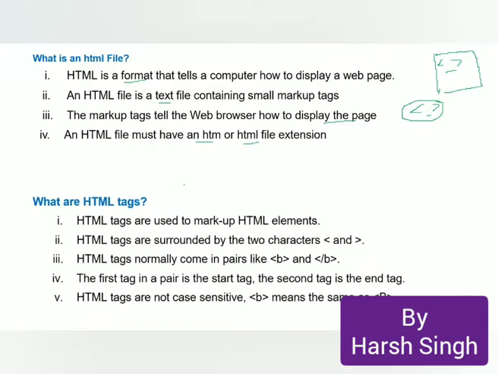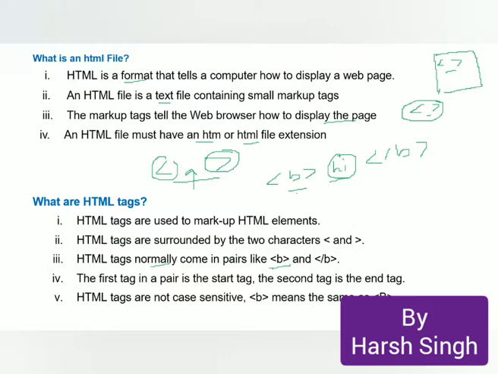So what exactly are these tags? These HTML tags are used to mark up HTML elements, and they are surrounded by less than and greater than signs. These are two characters, and they normally come in pairs. For example, if you want to do bold, you write b, and then you end it using a forward slash. Now, whenever it goes to your web browser, this will be shown in bold.